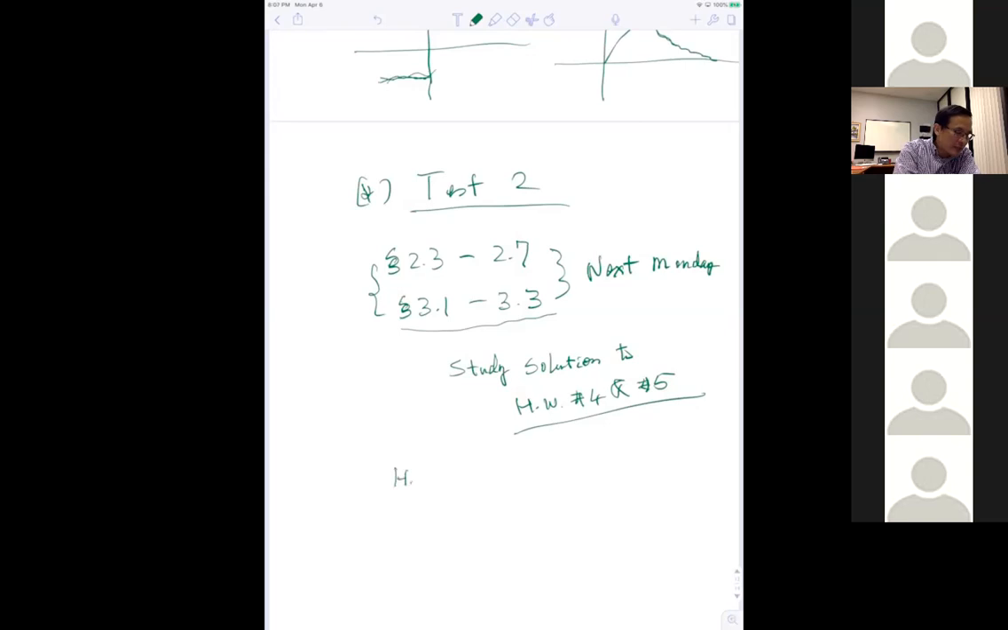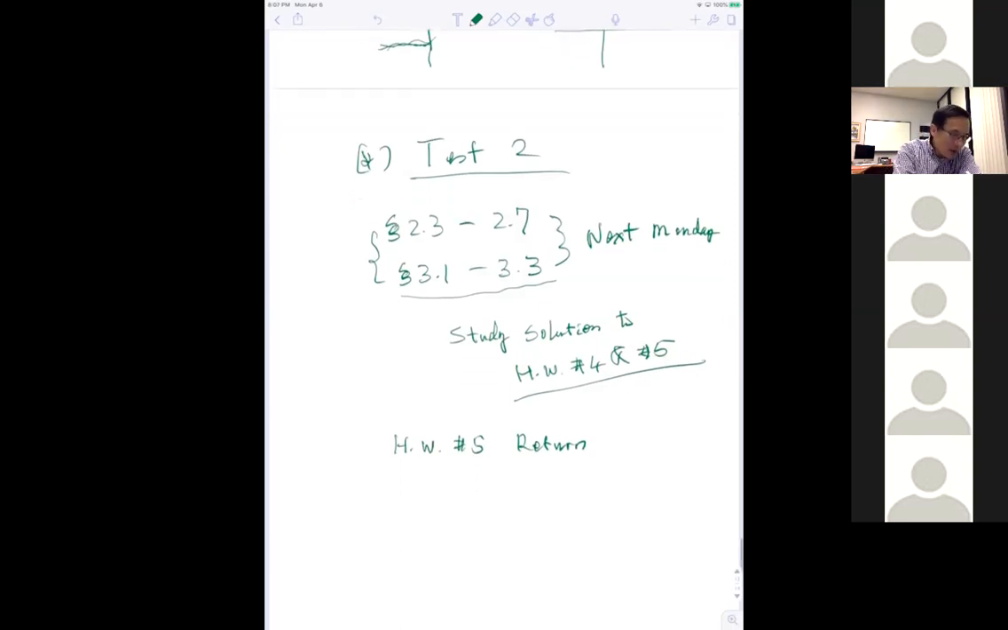Homework number 5 will be returned to you. I have a question, Professor. Is this next exam going to be a similar format to our first exam? Will you give us about 7 questions and we have to choose 5 from them? Exactly. So we'll return homework on Thursday. I haven't made up the exam yet, but test 2 would be similar in format to test 1. So we will have around 7 problems, and I will ask you to solve 5 of them.